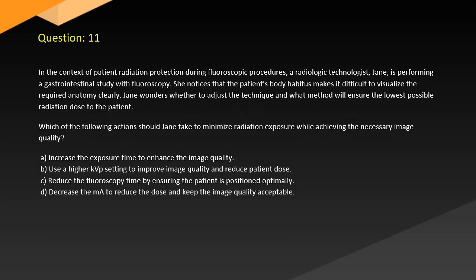Question 11. In the context of patient radiation protection during fluoroscopic procedures, a radiologic technologist, Jane, is performing a gastrointestinal study with fluoroscopy. She notices that the patient's body habitus makes it difficult to visualize the required anatomy clearly. Jane wonders whether to adjust the technique and what method will ensure the lowest possible radiation dose to the patient. Which of the following actions should Jane take to minimize radiation exposure while achieving the necessary image quality?